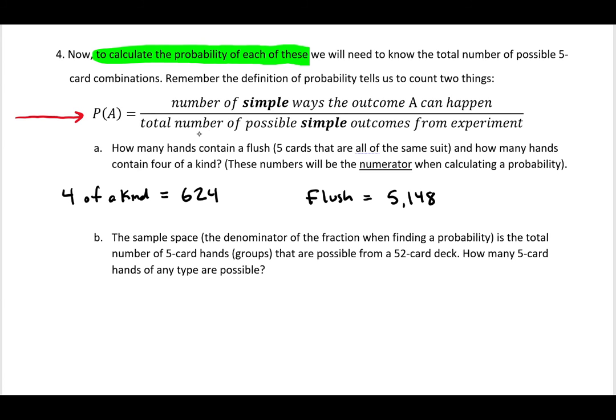So now we need the number of possible simple outcomes from the experiment. And the experiment in this case is choosing 5 objects out of 52. 5 cards out of the deck. Order doesn't matter. So it's again a combination. So forget about 4 of a kind, forget about flush. Just how many different ways can you pick 5 cards? That will be the sample space, the total number of different possible simple outcomes of our experiment, or in this case, how many 5-card hands are possible.